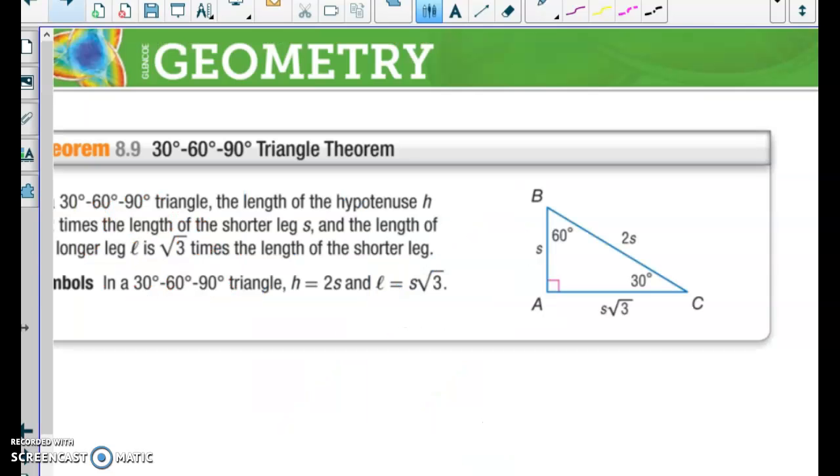So the second type of triangle, why don't we stop there and we'll get to the other one because we're going to run out of time here.